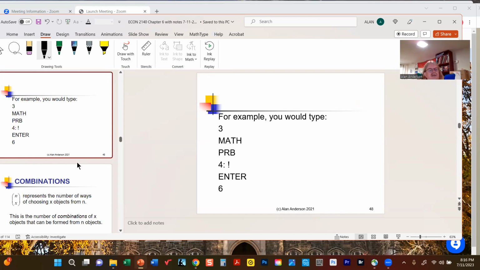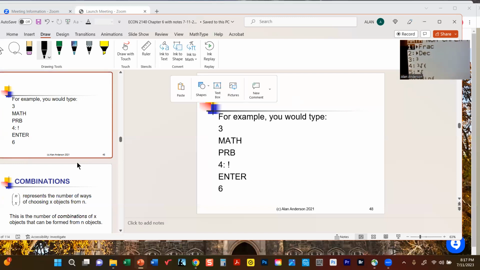Then you hit the math button, which is way in the upper left-hand corner there. And then that should bring up a menu. In fact, a bunch of menus. I know you're looking at it backwards, but you can see there's a lot of menus.